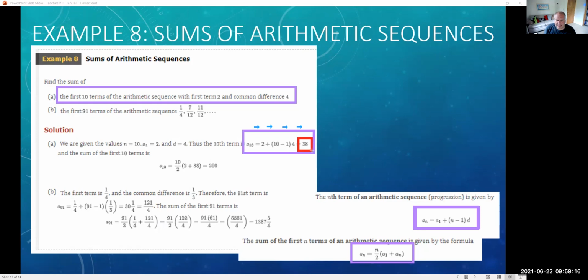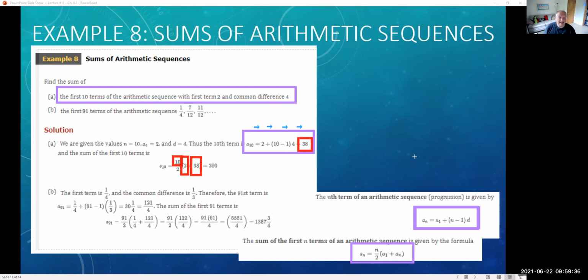So if 38 is a sub 10, now I could figure out what the sum of the first 10 terms is by using 38 as the a sub 10, using 2 as the a sub 1, and then of course using n as 10. Do a little calculations and you get 200. Your solution will be 200 for that question.